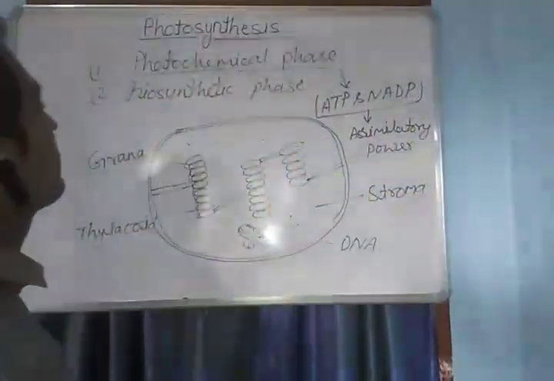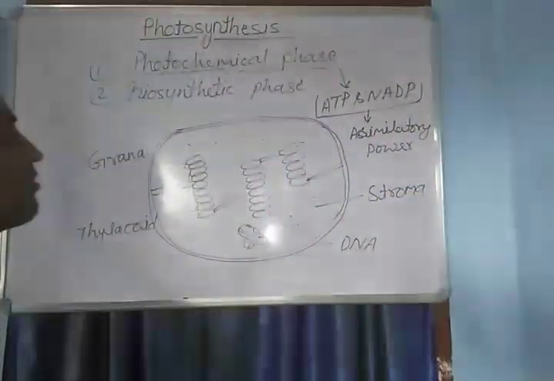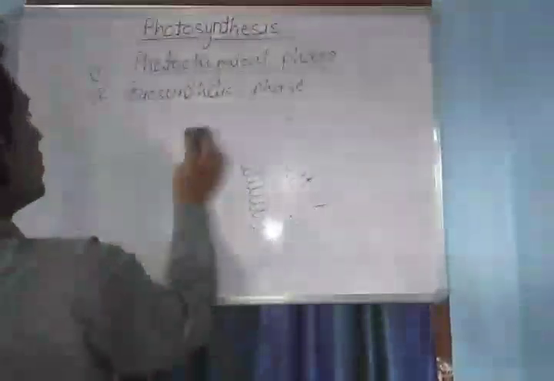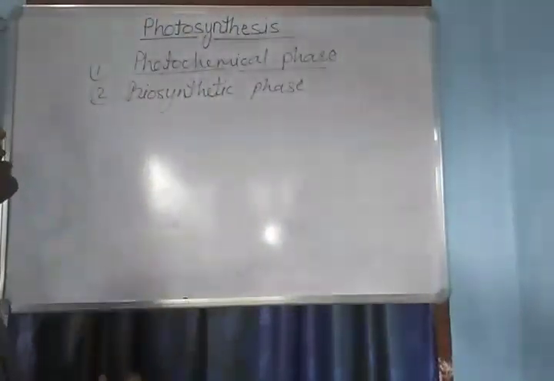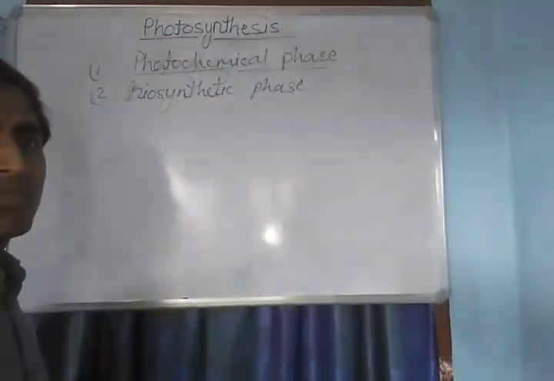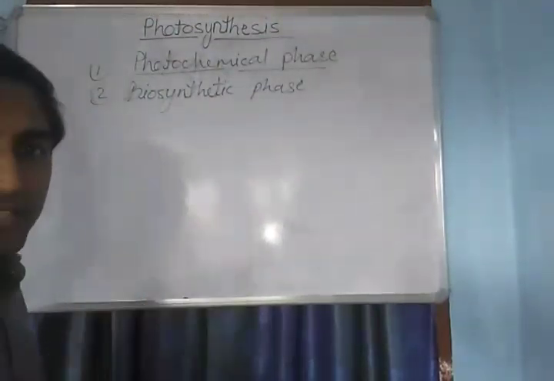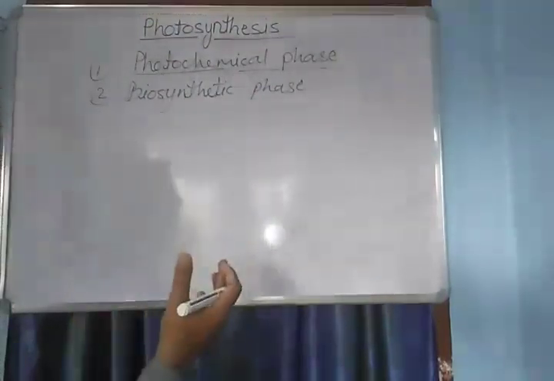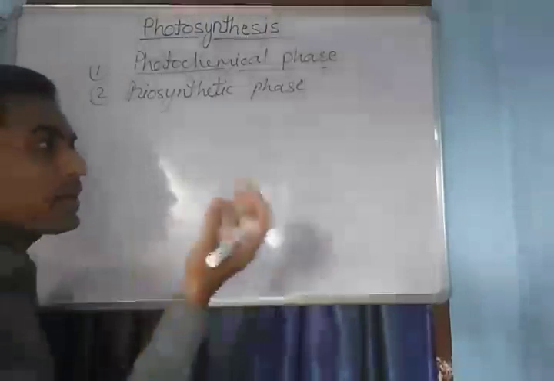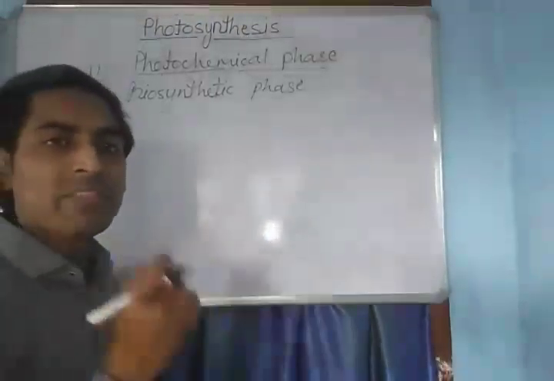The second is the biosynthetic phase. The biosynthetic phase doesn't need light, and it is completed in the stroma, the part other than the grana. In the stroma, the biosynthetic phase is completed without light, and in the absence of light it is called dark reaction or Blackman's reaction.